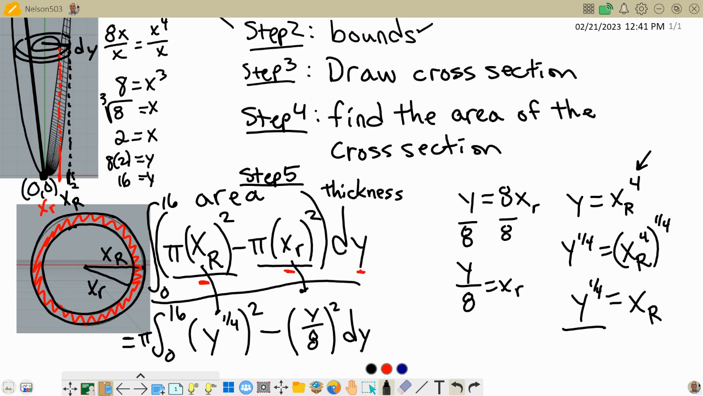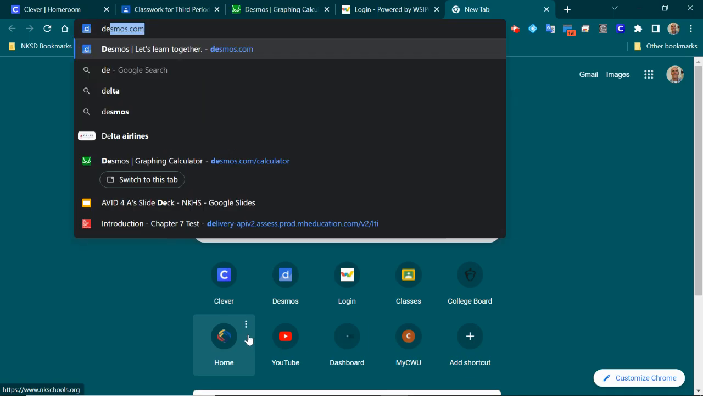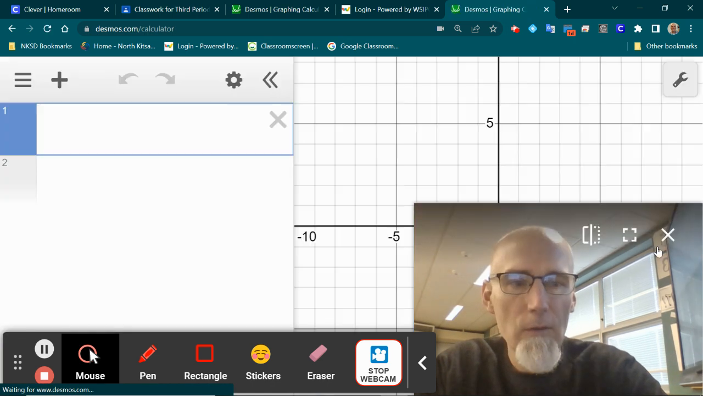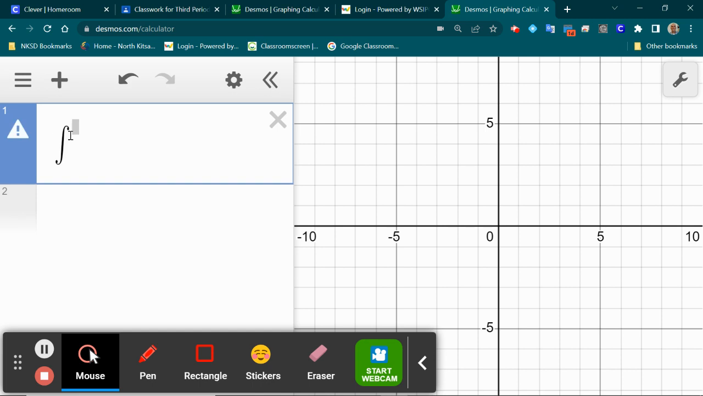At this point, we want to go to Desmos and plug in exactly what we got right here. Don't do any more algebra work, because it was the calculator portion of the test. So I'm going to put in here integral from 0 to 16, and I'm going to put a pi out front, right? So pi out front, don't forget the pi out front. And then I probably would switch it back to x's, but I think y's will work.